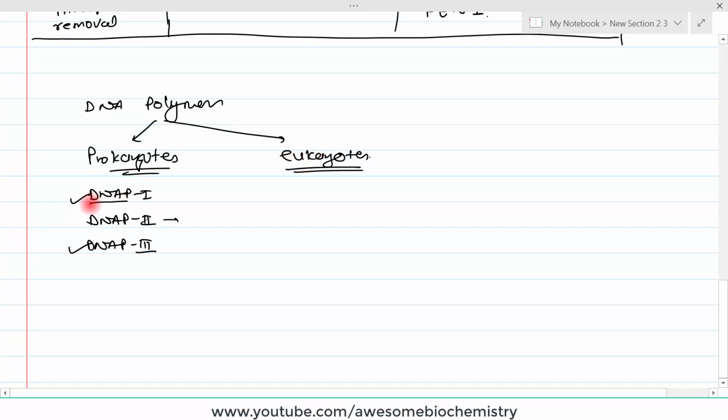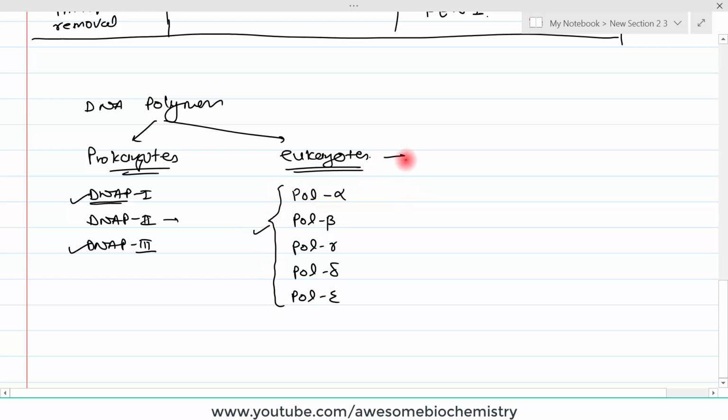Here we write the short form as DNAP. In eukaryotes, to mention DNA polymerase, we simply write Pol, that is polymerase. And instead of a Roman numeral, we use a Greek letter: Pol alpha, Pol beta, Pol gamma, Pol delta, and Pol epsilon. So far, these 5 DNA polymerases of eukaryotes have been elaborated.